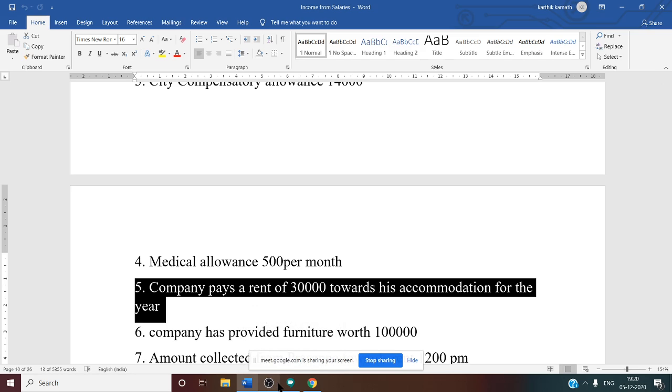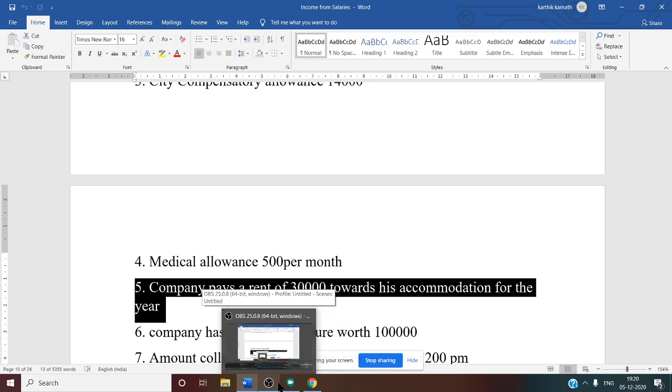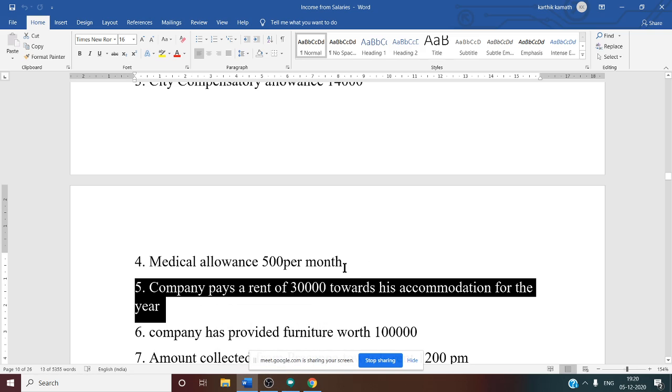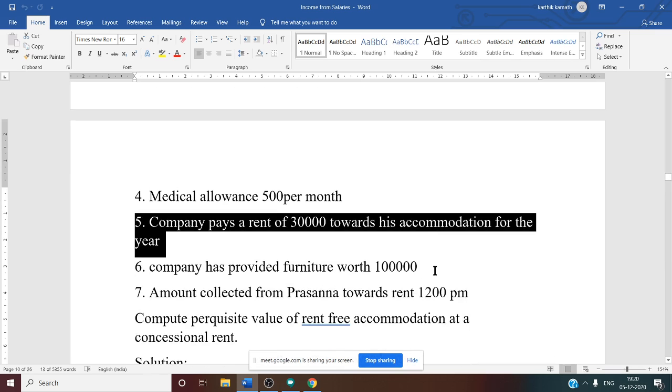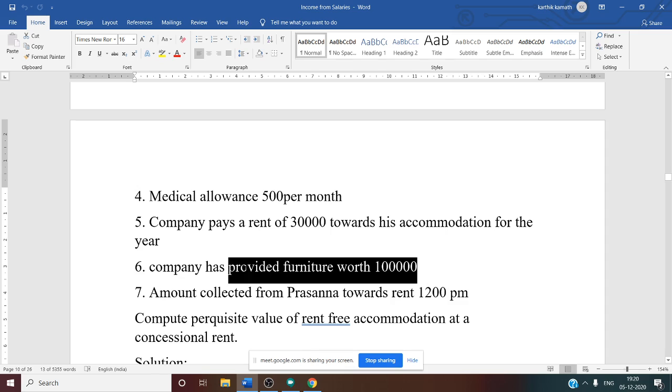Whenever the house is not owned by the employer, what is the rule? The rule is 15% of the salary or rent paid by the employer, whichever is low, shall be taken as the value of the perquisite. Now, the company has provided furniture worth 1 lakh and no other information about furniture is given.